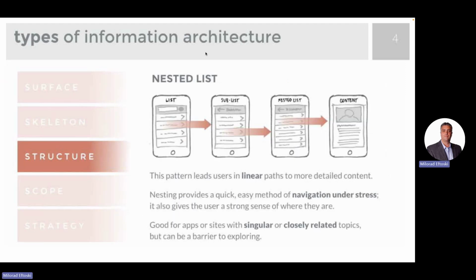Nested list. You go next, next, next, next, like a linear diagram, which we covered earlier. This is called the linear paths to more detailed content.